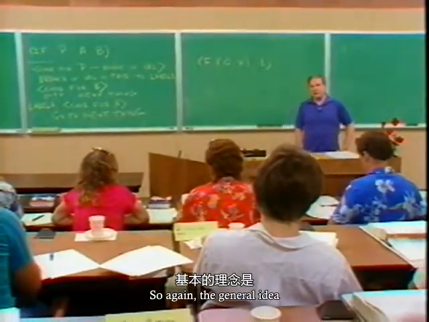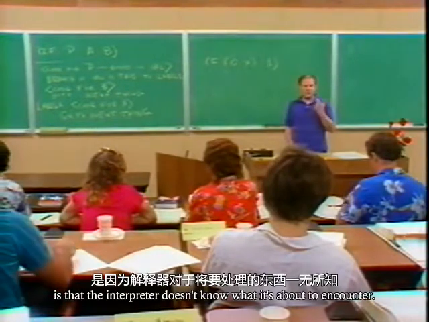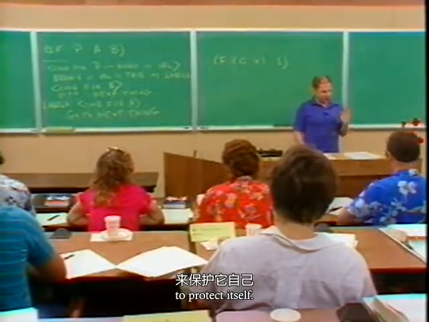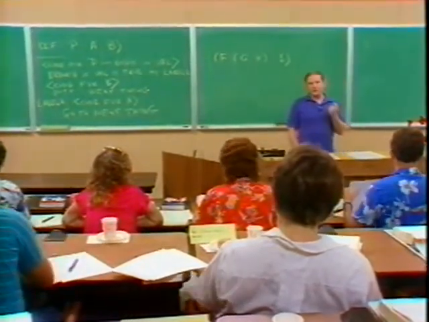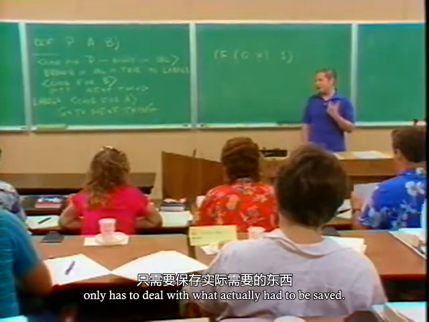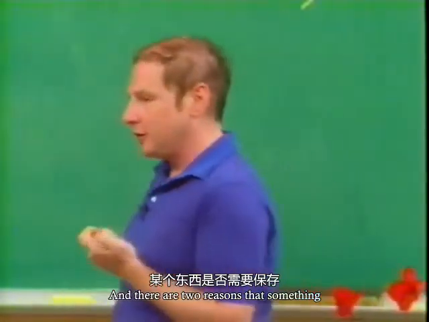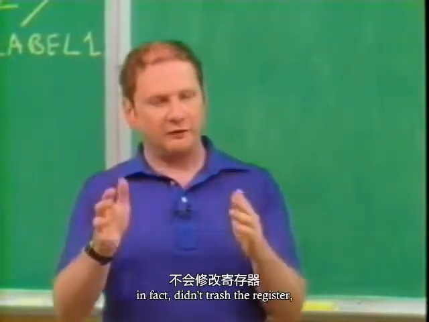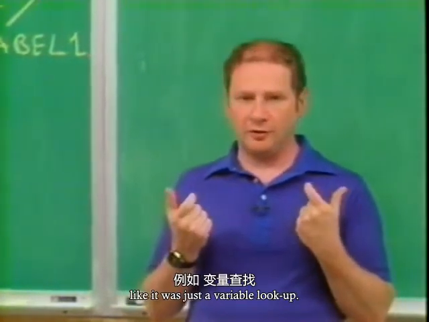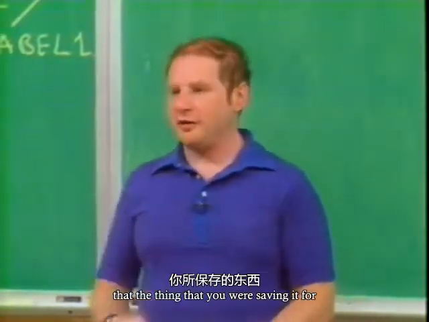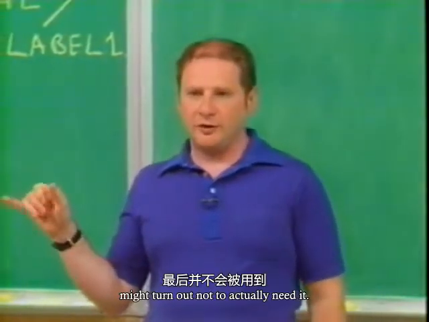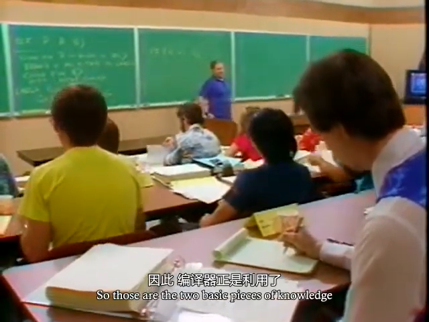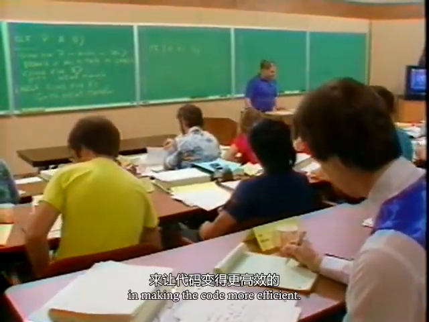All right, so again, the general idea is that the reason the compiler can be better is that the interpreter doesn't know what it's about to encounter. It has to be maximally pessimistic in saving things to protect itself. The compiler only has to deal with what actually had to be saved. And there are two reasons that something might not have to be saved. One is that what you're protecting it against, in fact, didn't trash the register, like it was just a variable lookup. And the other one is that the thing that you were saving it for might turn out not to actually need it. So those are the two basic pieces of knowledge that the compiler can take advantage of in making the code more efficient.